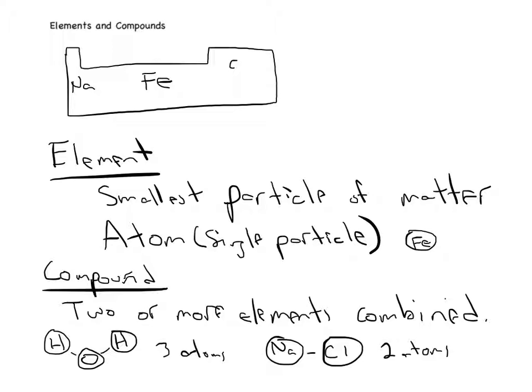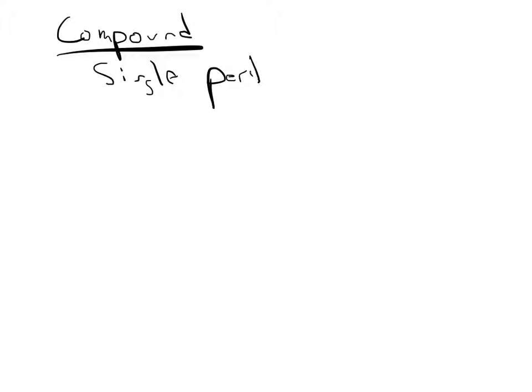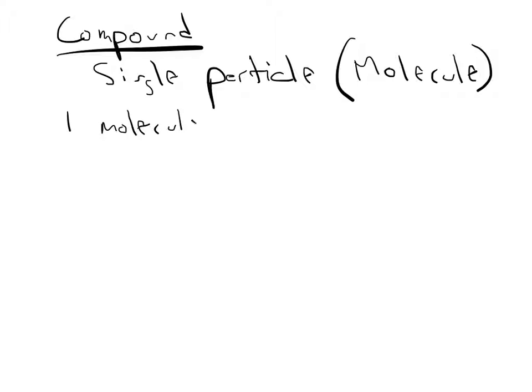Now, a single particle of a compound has a name. A single particle of a compound is almost always called a molecule. So we would say we have one molecule of water, or one molecule of sugar. And for now, that will suffice. So a single particle of a compound is called a molecule.